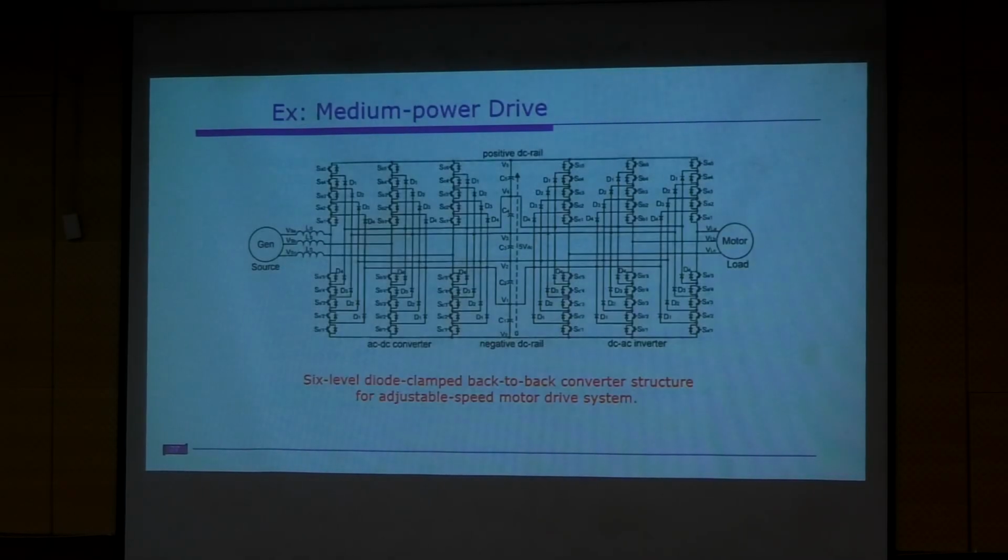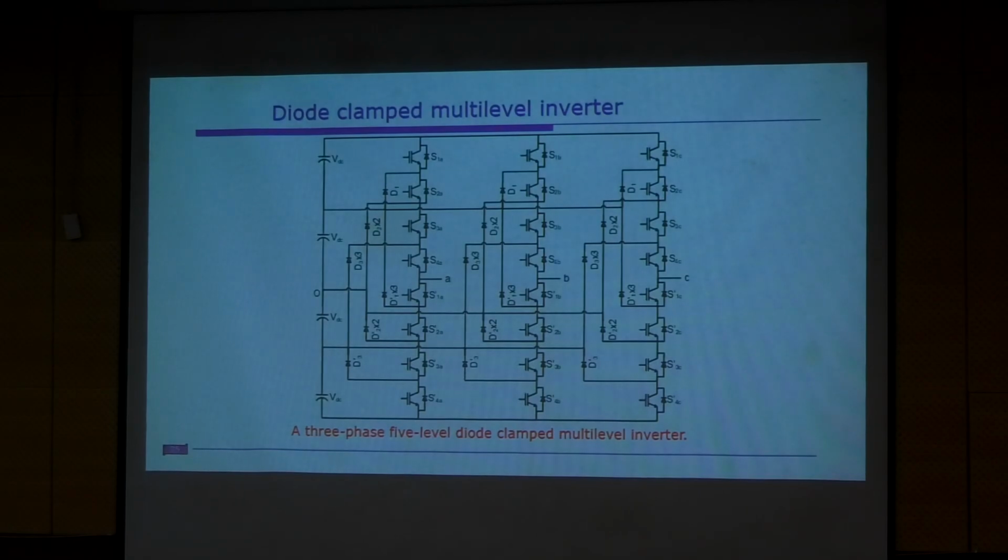Why is it not applicable for the diode clamped? There is one drawback with the diode clamped, which is switching redundancy. The major drawback is that if you want one particular level, you have only one path. You have only one path for one voltage level. Alternative paths are not there.